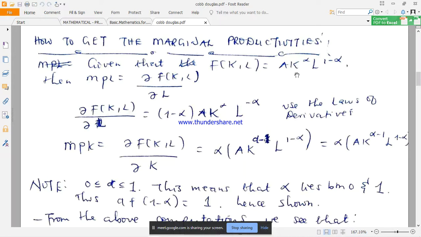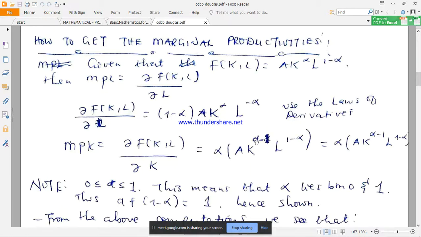So in this case, we are differentiating this function with respect to labor, which means we're going to keep A and K constant. We want to find the marginal product of labor, so we keep these two constant. Then it will be 1 less alpha; we bring down the power, times AK to the alpha, which is constant, so we keep it the way it is. Then we reduce this power by 1.